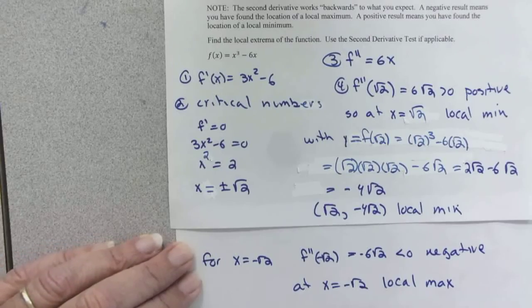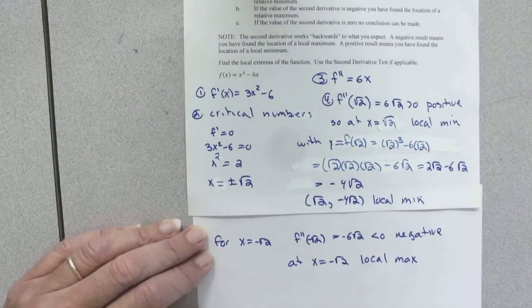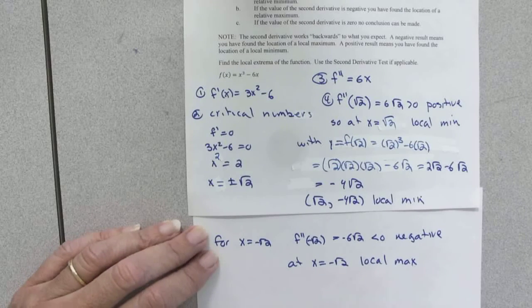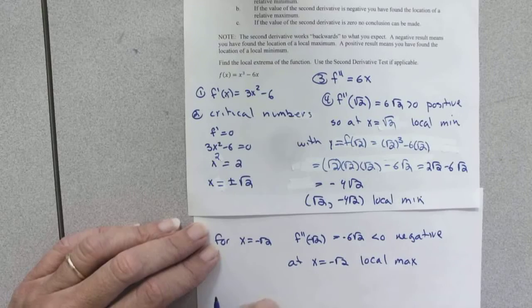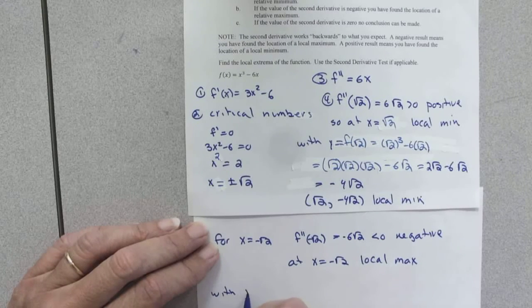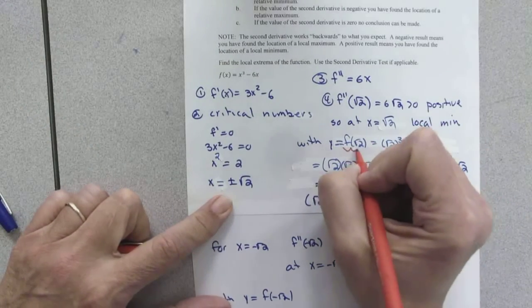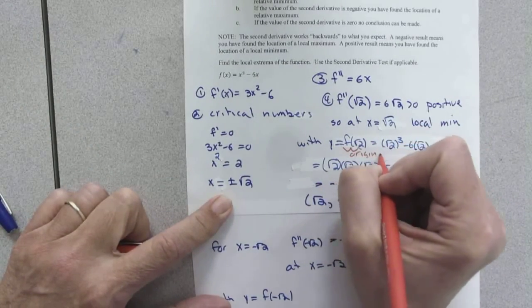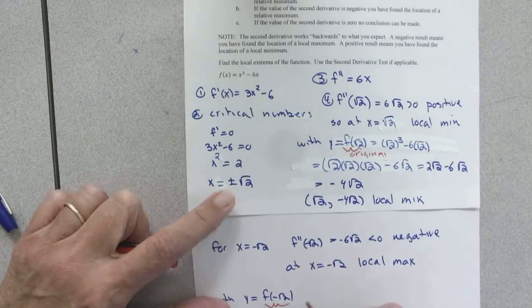Works backwards, if you're only going to think about positive and negative issues, to what you might feel should be. A negative result means I found a maximum. With y equal f of negative square root of 2. And remember, y coordinates always come from the original function.